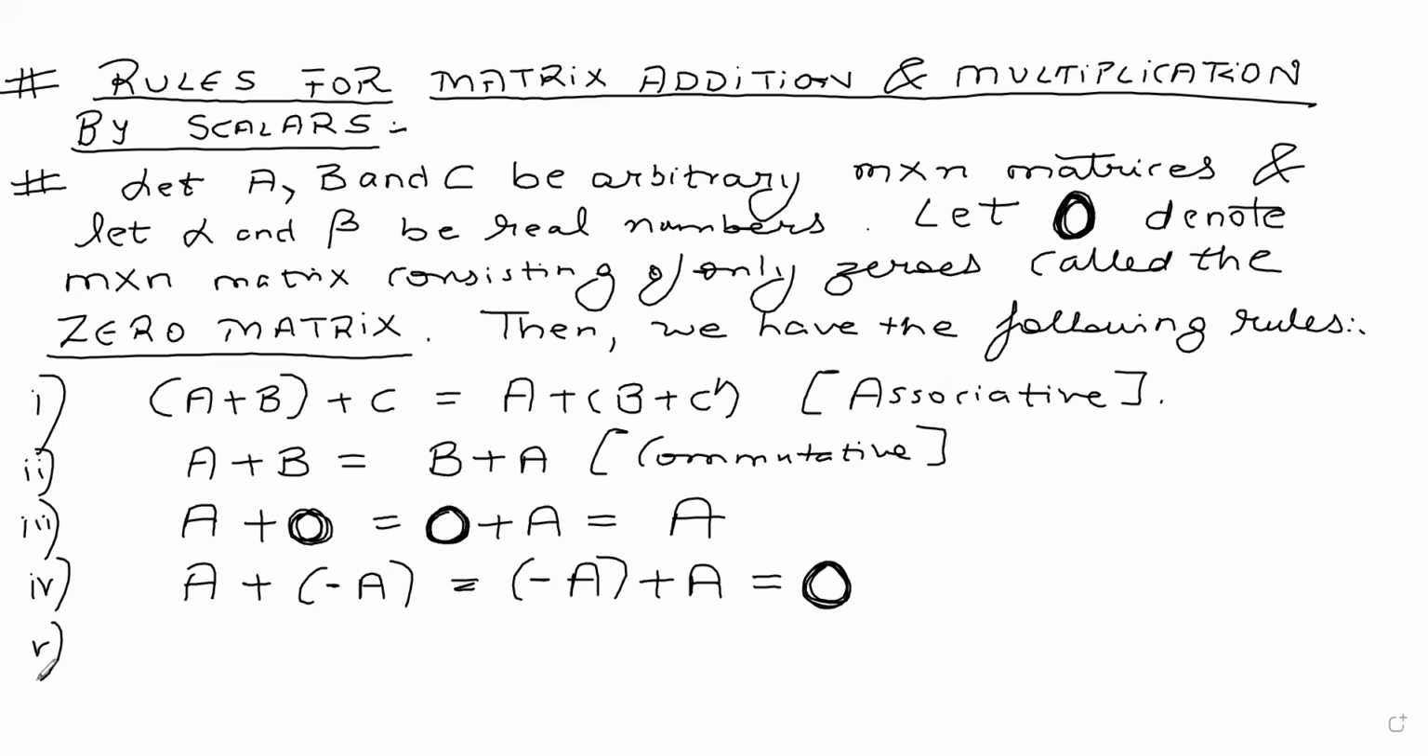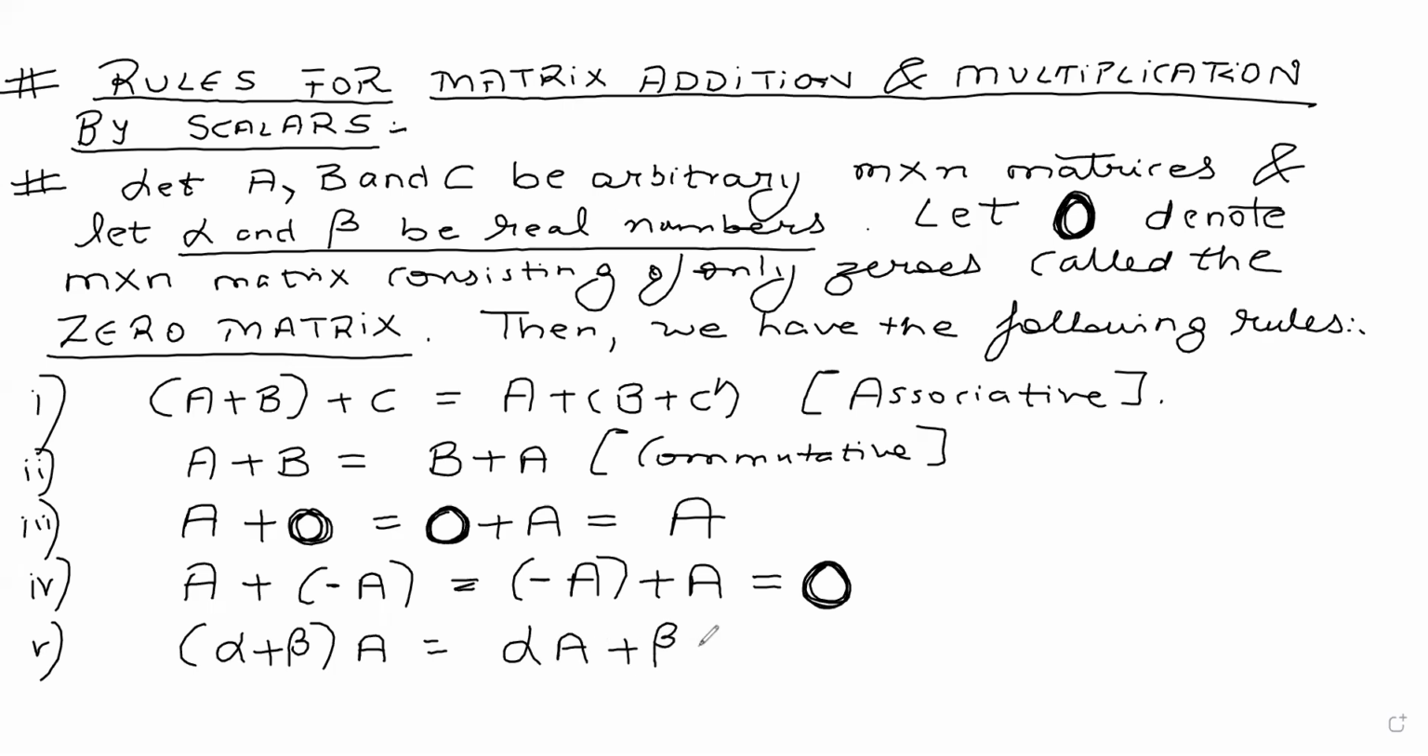Fifth property: alpha plus beta times the matrix A, where alpha and beta are real numbers. This will be nothing but alpha times A plus beta times A. And similarly, we have alpha times the matrix A plus B, which will be alpha times the matrix A plus alpha times the matrix B.